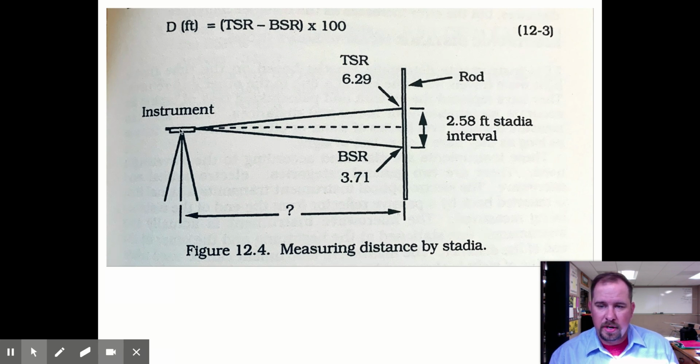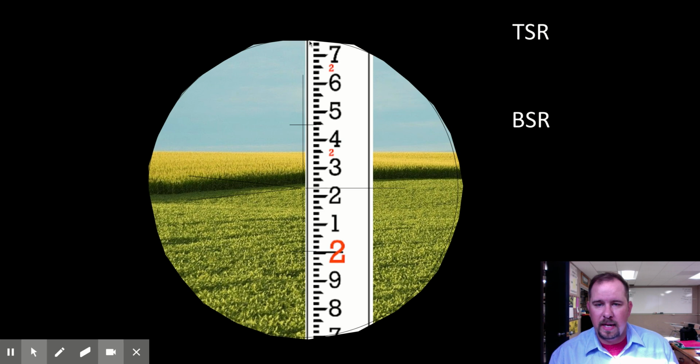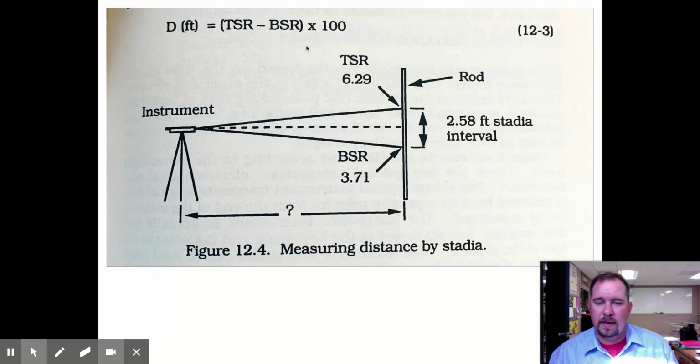When we look through an instrument, this is our instrument here. We look at a rod, a surveying rod. If we take the readings of these two stadia hairs, the TSR and the BSR, and subtract them, we find the stadia interval. In this case, it's 2.58 feet. We can multiply it by that SIF, the stadia interval factor of 100, and it will tell us that the distance from where this instrument is set up to where this rod is, if we multiply 2.58 feet, is 258 feet.